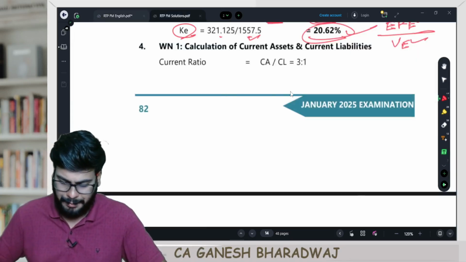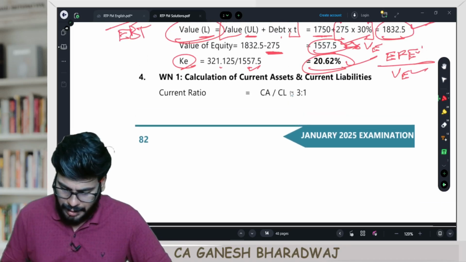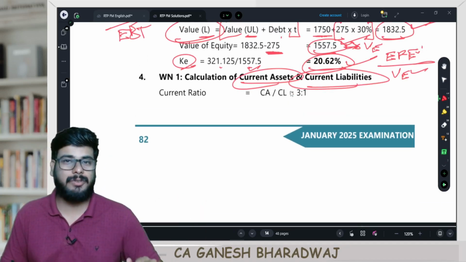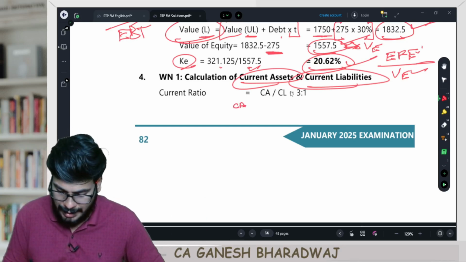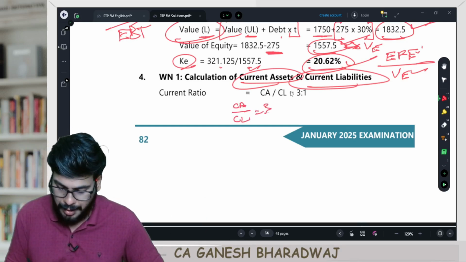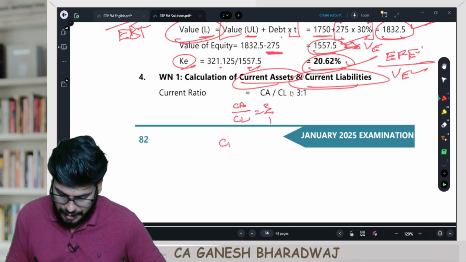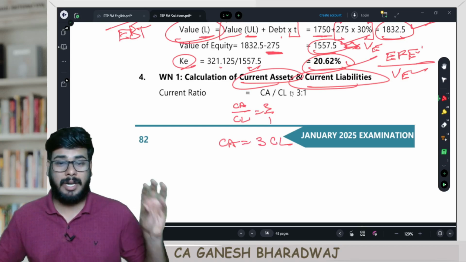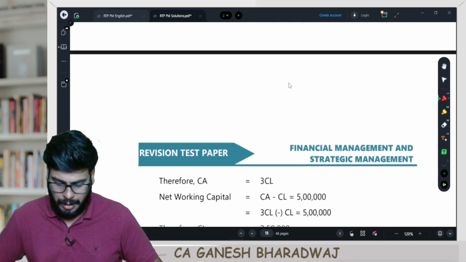So now first one, the working note 1 is regarding calculation of current assets and current liabilities. So they have given current ratio is 3:1, which means what? Current assets upon current liabilities is going to be 3:1. Or in other words, we can say current assets is equal to 3 times current liabilities. So current assets can be expressed in terms of current liabilities.